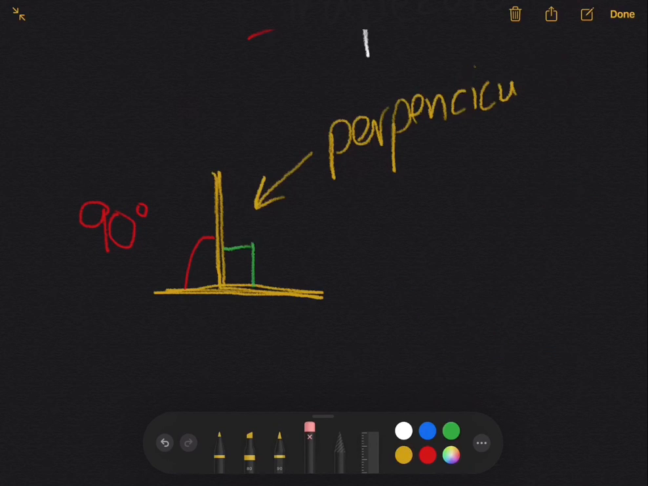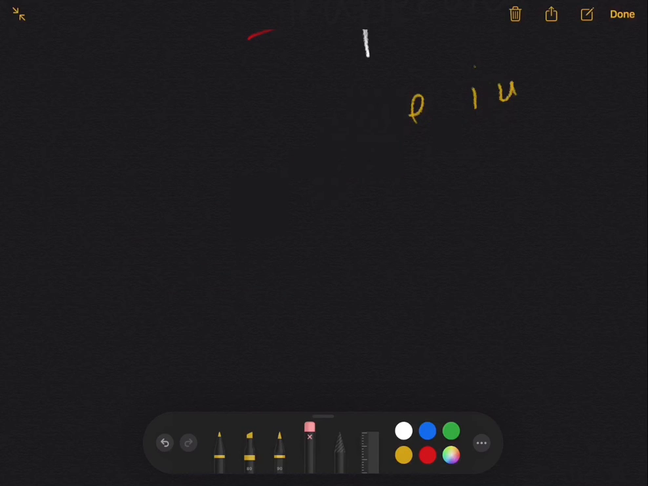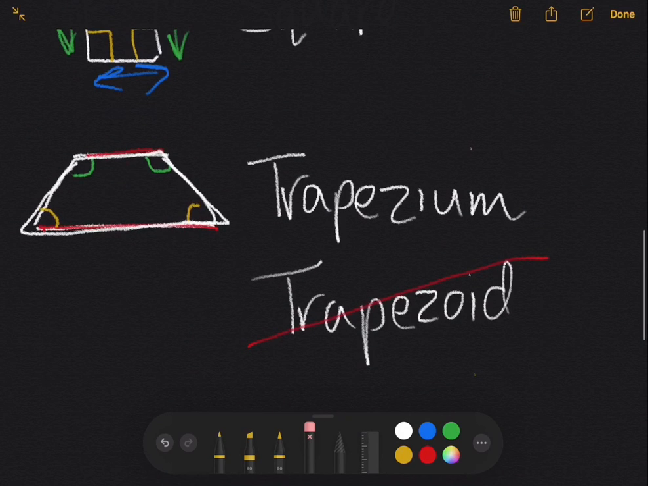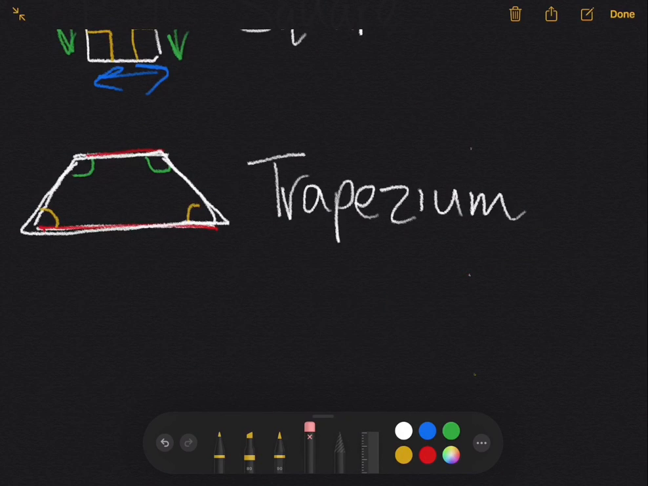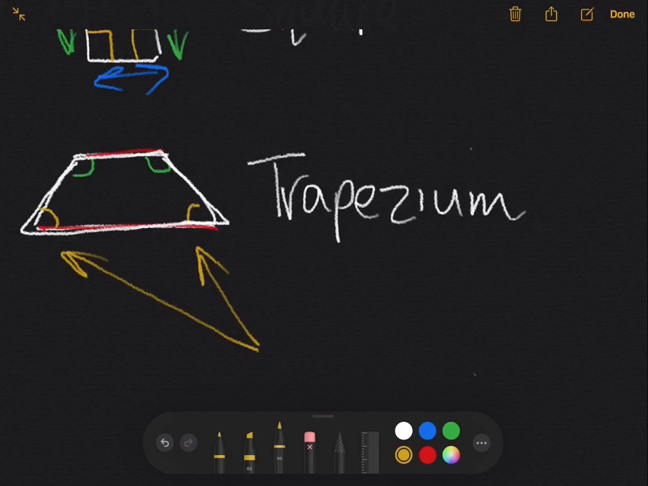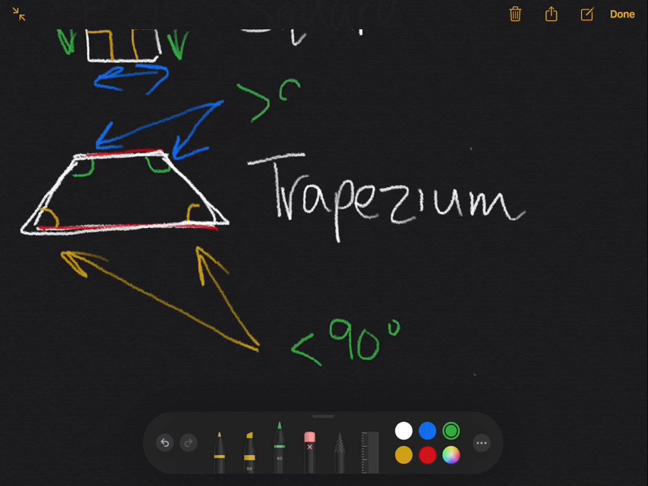So now that you know some basic words, you know that there's right angles, obtuse angles, and acute angles. Let's go back up and have a look at our trapezium, not our trapezoid. That's a wrong term for it, no. So our trapezium has got two acute angles, one here and one here. And it's also got two obtuse angles, one here and one here. So the acute angles are less than 90 degrees, and the obtuse angles are greater than 90 degrees.